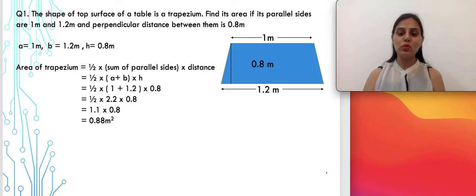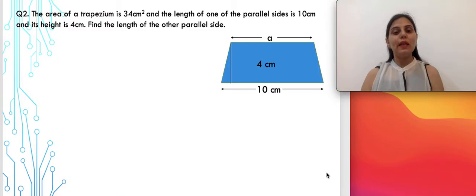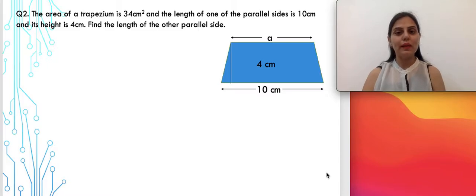Our next question is also based on trapezium. Let us see that now. In this question he says the area of a trapezium is 34 centimeters square and the length of one of the parallel sides is given as 10 centimeters. Its height is given as 4 centimeters. We need to find the length of the other parallel side.